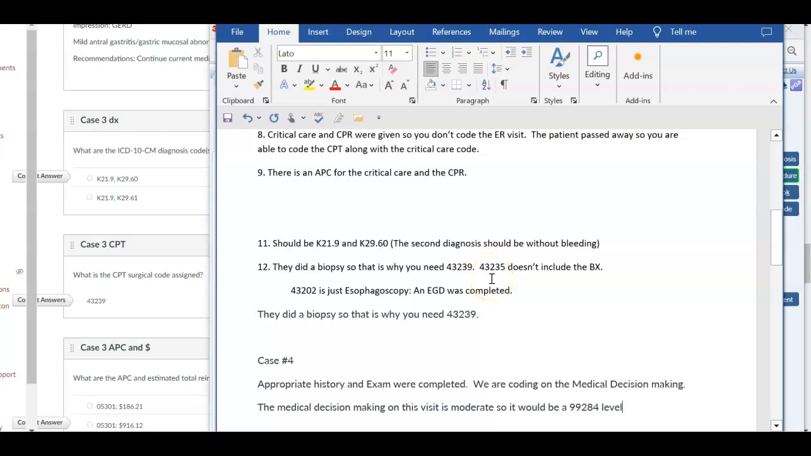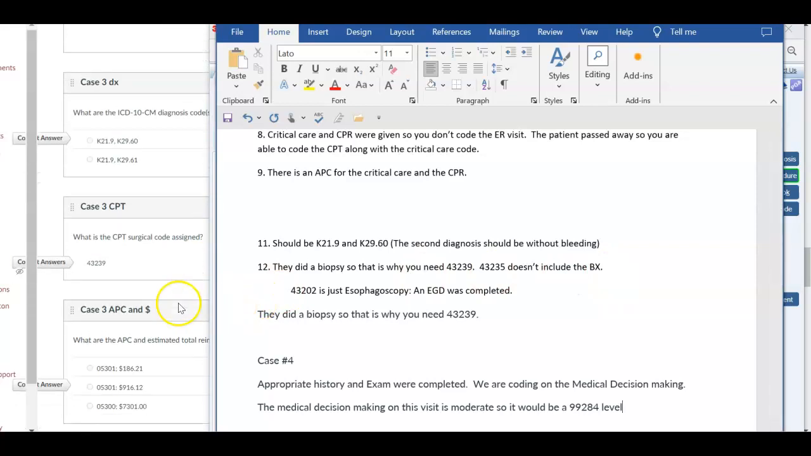If some students did have 43235, that does not include the biopsy. 43202 is just an EGD, okay? That would be, and then if they did a biopsy, so that's why we went with the 43239. So make sure you distinguish between those codes, and you can read this over and over again.